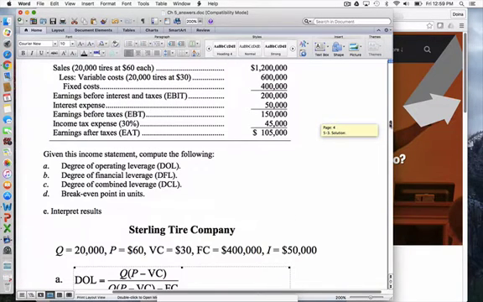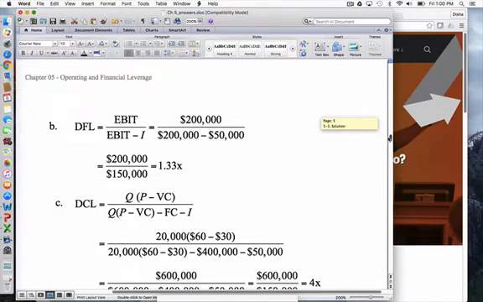For B, we have to calculate degree of financial leverage. And the formula was, if you remember, earnings before interest and taxes, which is 200,000, divided by earnings before interest and taxes, 200,000, minus interest expense, 50,000. So that's the formula here, and this is what we have. 200,000 divided by 200,000 minus 50,000. Finish up the calculations, and we have 1.33 times.